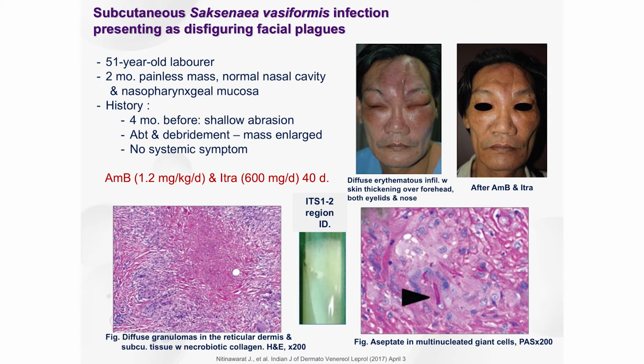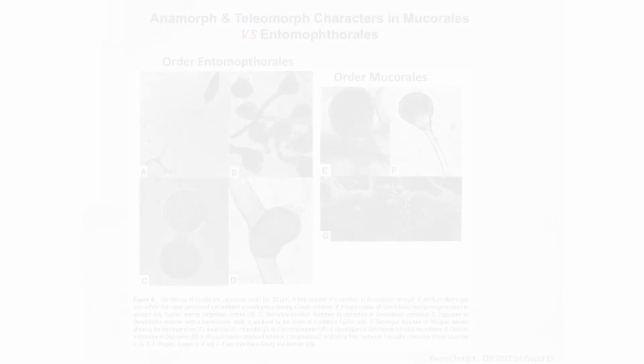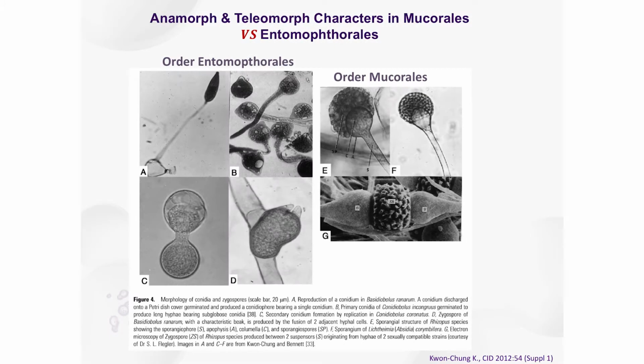Fortunately, from the culture and the communication. Another thing is communication, don't forget. Communication with every group can help save the life of the patient. In this case, they used amphotericin B after getting the culture, and 40 days after treatment with amphotericin B and itraconazole, the patient was really better. The sporulation is also different. In the order Mucorales, there are many spores in the sporangium, whereas in the Entomophthorales there is only one spore on one conidiophore.